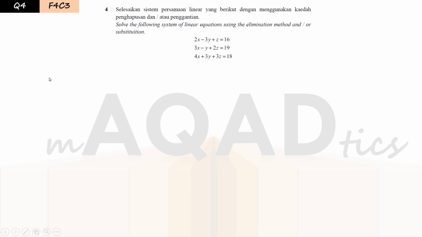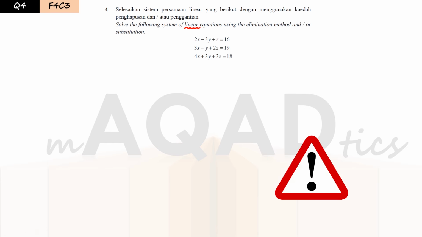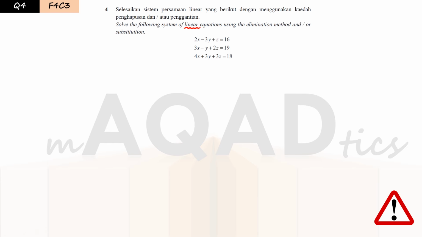For the fourth question, we are going into system of equations, and here we need to solve this system of linear equations, either using the elimination method or the substitution method. To choose which kind of method, let us understand when we should use the elimination method and when we should use the substitution method.